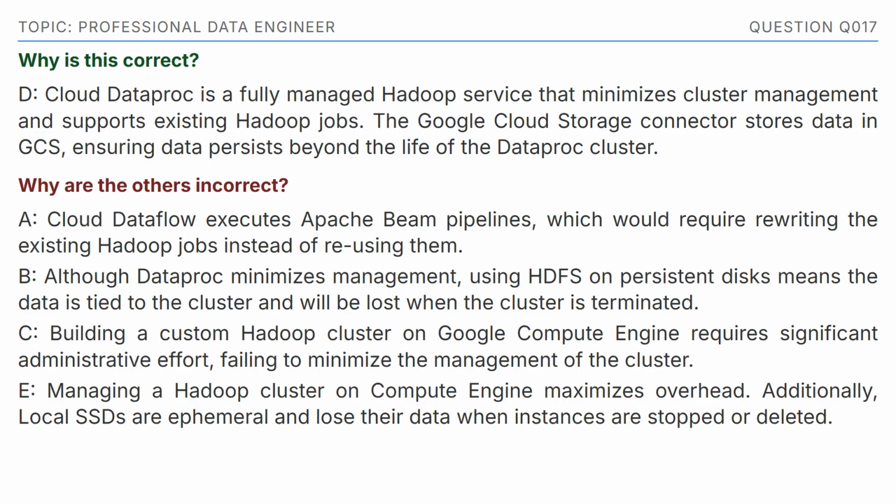Why are the others incorrect? A. Cloud Dataflow executes Apache Beam pipelines, which would require rewriting the existing Hadoop jobs instead of reusing them. B. Although Dataproc minimizes management, using HDFS on persistent disks means the data is tied to the cluster and will be lost when the cluster is terminated. C. Building a custom Hadoop cluster on Google Compute Engine requires significant administrative effort, failing to minimize the management of the cluster. E. Managing a Hadoop cluster on Compute Engine maximizes overhead. Additionally, local SSDs are ephemeral and lose their data when instances are stopped or deleted.